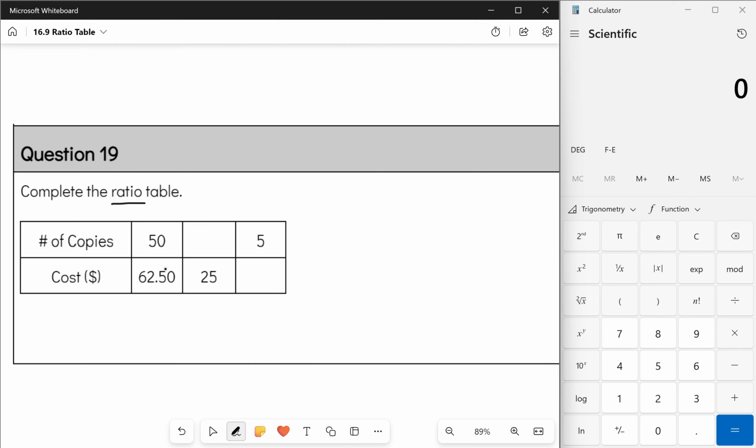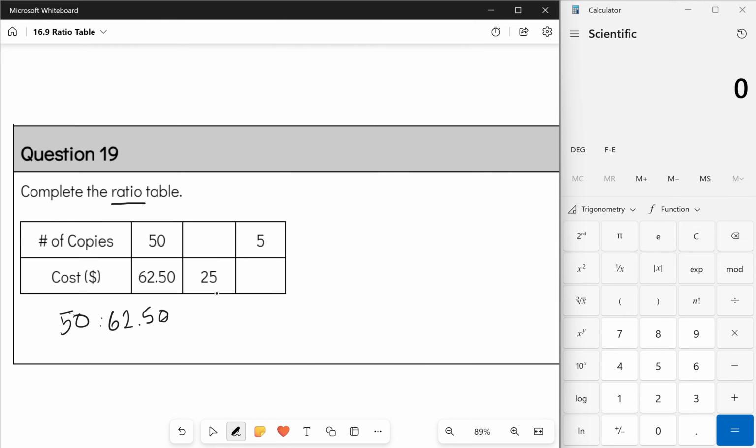So when it asks us to complete the table, it's wanting us to take this information, because we have the base ratio going on here. It's going to be 50 copies to $62.50. There's our base ratio. And apply that to find equivalent ratios over here. So if we went to the same photocopy store and only got 5 copies done, how much would that cost? Or if we showed up to that photocopy store with $25, how many copies could we get?